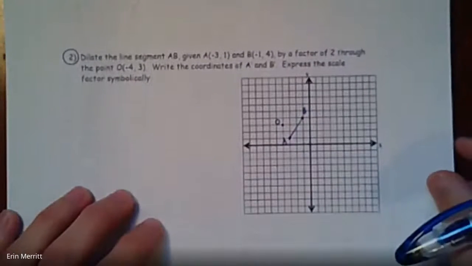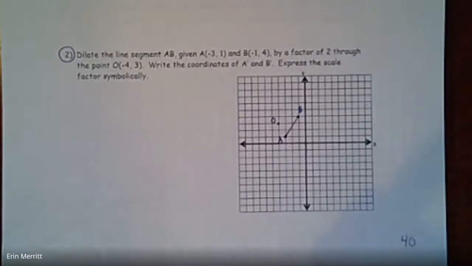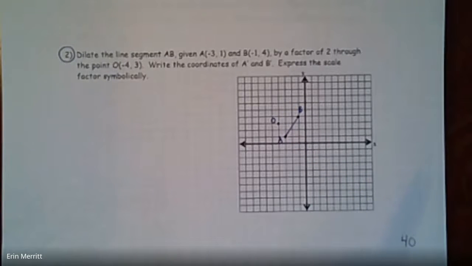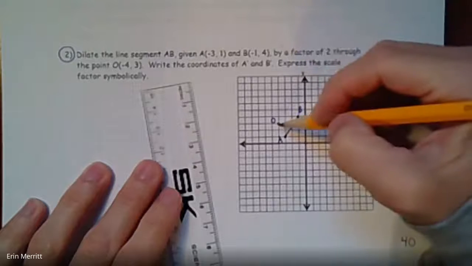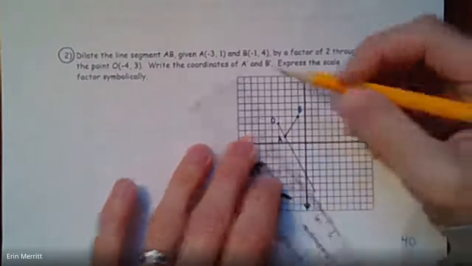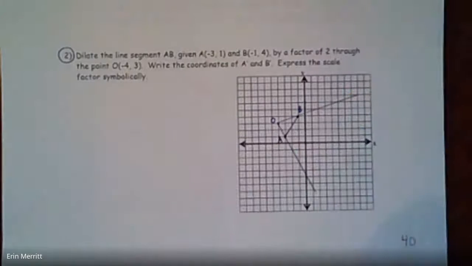So the very first one that I'm going to start with is number 2. It says, dilate the line segment AB, given those points, by a factor of 2 through point O, which is -4, 3. So I've got mine all graphed and ready to go. Write the coordinates of A prime, B prime, express the scale factor symbolically. All right. So for these ones, what you want to remember is that if we are dilating by a factor of 2, the segment should end up twice as big, but also it depends where the center of dilation is as to where the segment lands. So I'm going to connect from O through A and draw a segment, and then from O through B. So the points are going to slide out along those line segments.